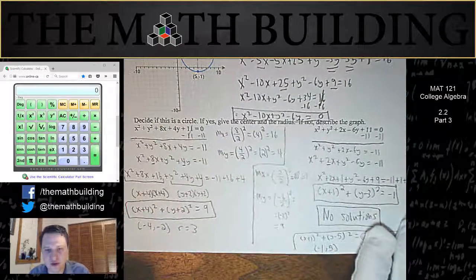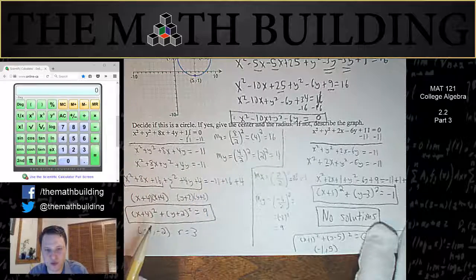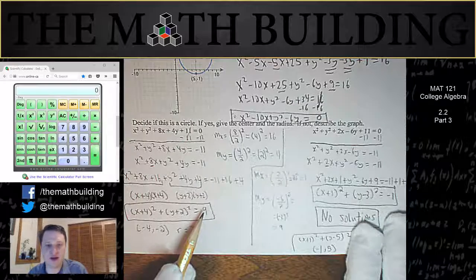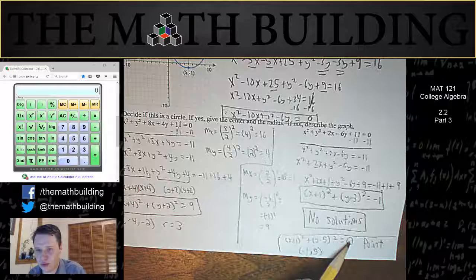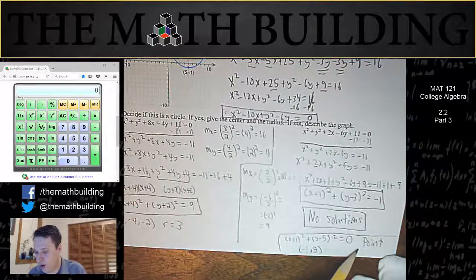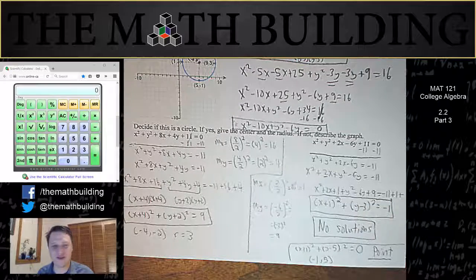So hopefully seeing me do this procedure twice makes sense for you, how to find the magic number to complete the square to get to the circle form. If it's a positive, that means you get a circle. If it's a negative, that means no solution. And if it equals 0 on the right, then that means you only have 1 point, which is the solution to the equation. That is section 2.2.